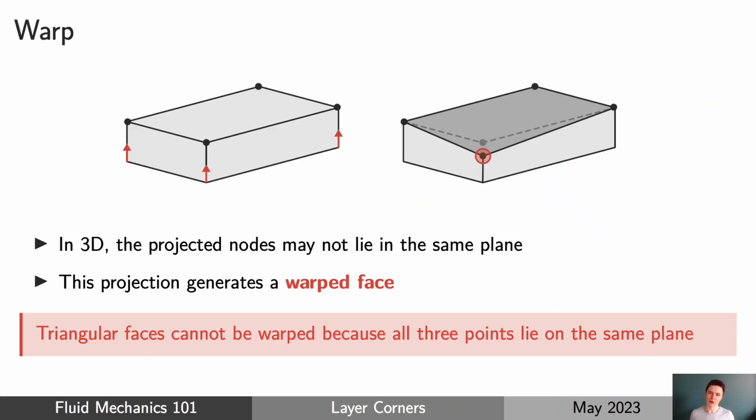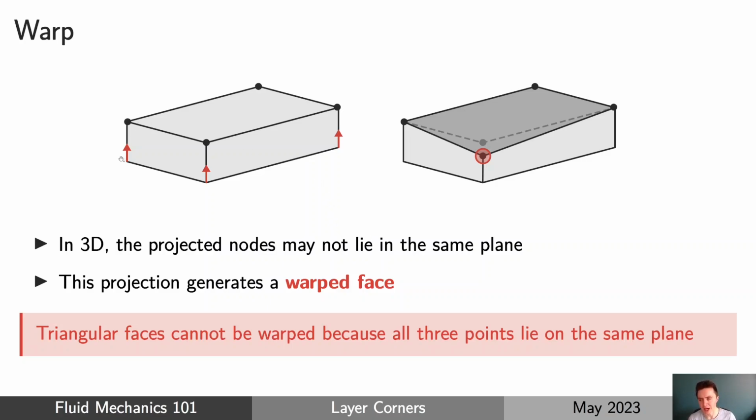Now, there are some problems with using nodes to define the layers rather than using the faces. And the first problem I want you to think about is something called warp or warping. Warp or warping might not be something that you've come across before, or you may have seen it raised as a warning or an error in one of your mesh generators. But what does it actually mean?